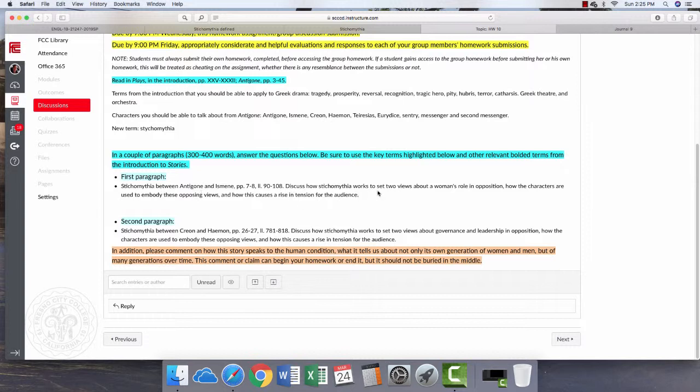Discuss how stichomythia works to set two views about a woman's role in opposition. How the characters are used to embody these opposing views, right? In some sense, when the characters take on a very, very powerful viewpoint, it is bigger than themselves. It is a social issue, really, more than it is simply something belonging to a character.